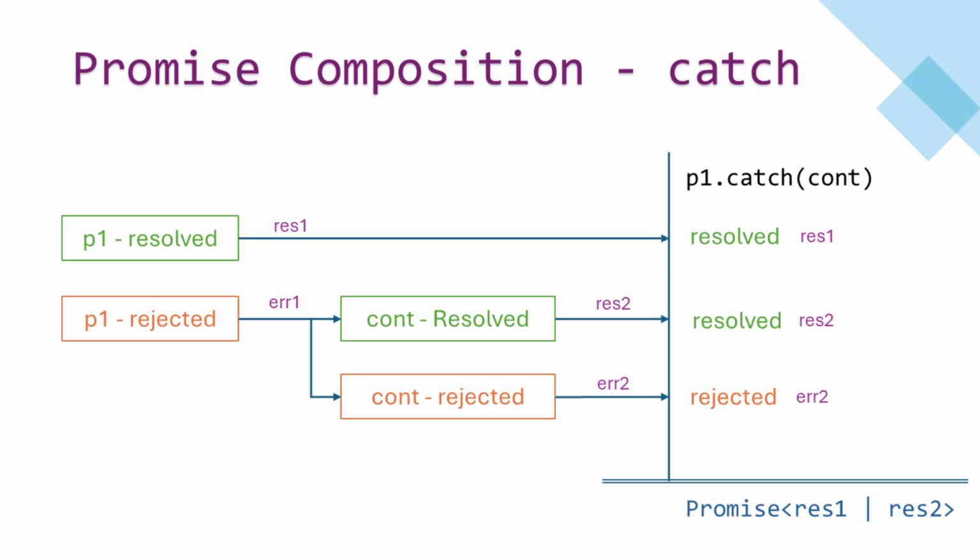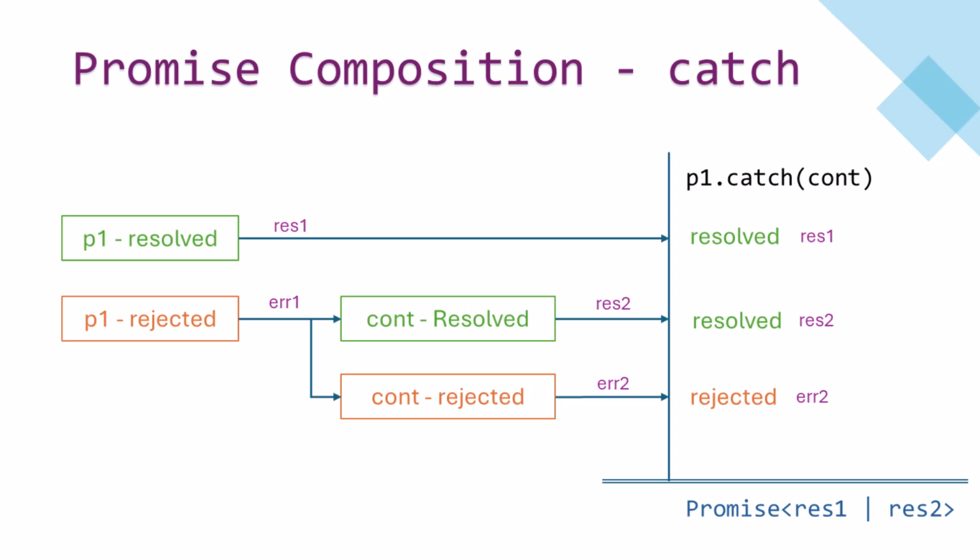Catch behaves a little bit differently. Catch kind of expects the original promise to fail. So if it doesn't fail, it simply becomes transparent and resolves with the same result of the original promise. However, if the original indeed fails, it will run the continuation and return whatever the continuation returns. So if the continuation succeeds, catch will effectively turn rejection into success. Otherwise, it rejects with the same error as the continuation.